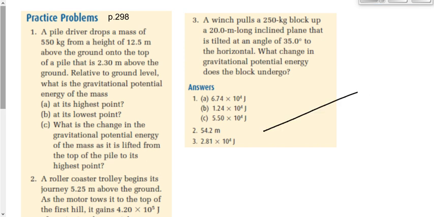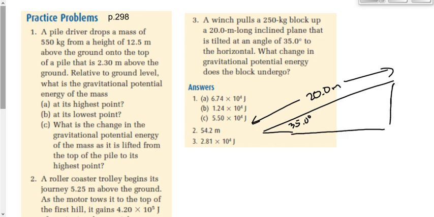Let's draw this out here. Here's the inclined plane. It's 20 meters long. There's an angle here of 35 degrees. This is not a question where we're going to do the F parallel or anything like that. Look, all we're going to use this angle for is to find this height, the final height of this block as it goes up this inclined plane. So let's do that now.